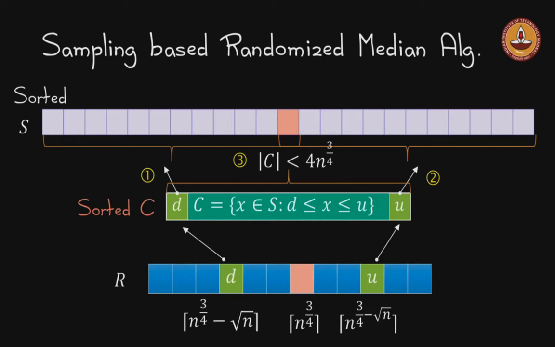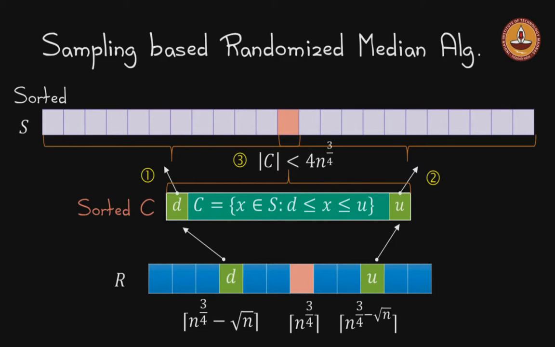Okay. What is this element D? You go back to the fact that you first sampled this multiset of elements R, you sorted it, found the median, you walked left square root of n steps, and then you found the median.